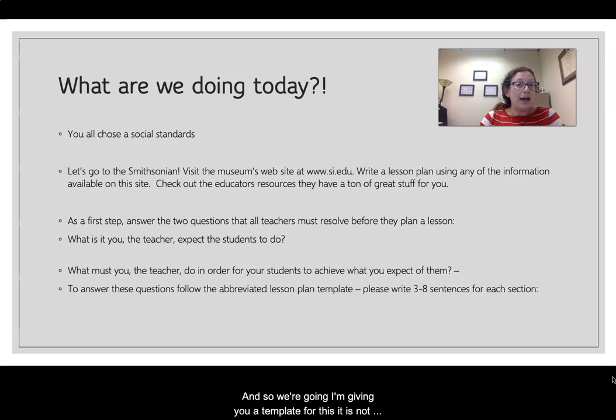And so I'm giving you a template for this. It is not the Nicholls State lesson plan template. It's a very short one. But what you'll see is we can continue to expand this lesson and make it into one of your final lessons for this course.